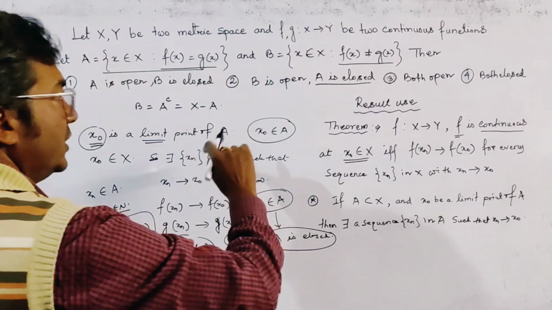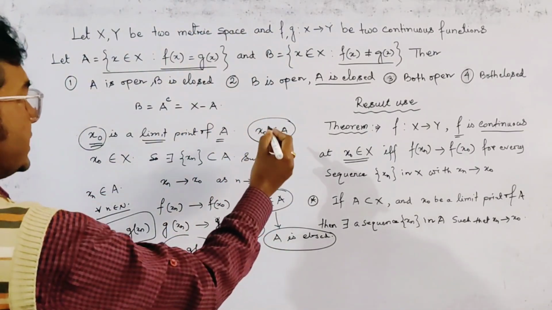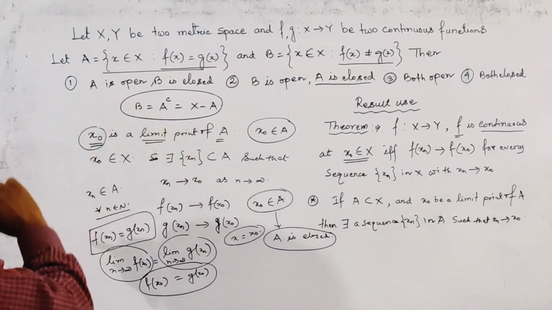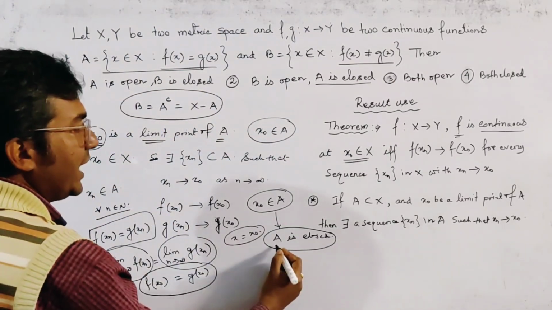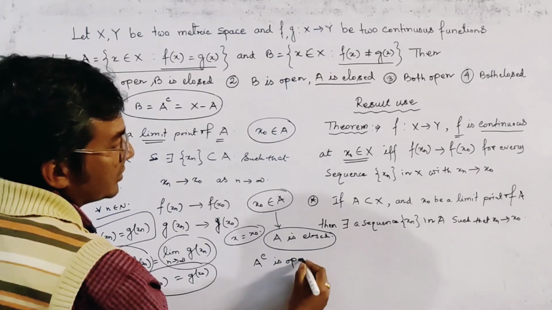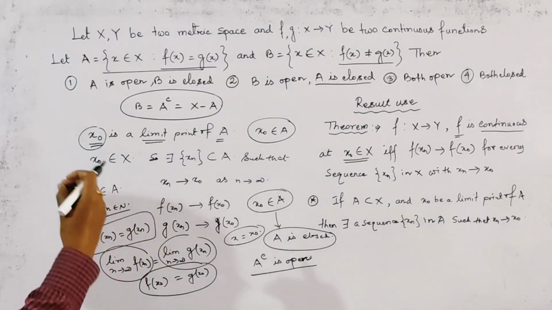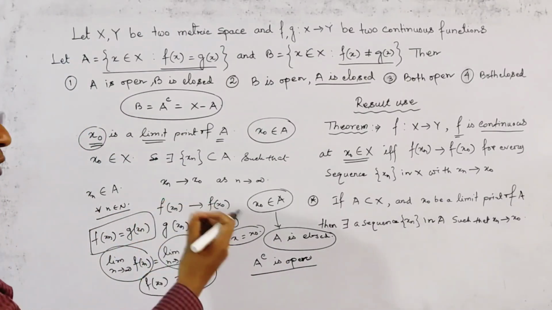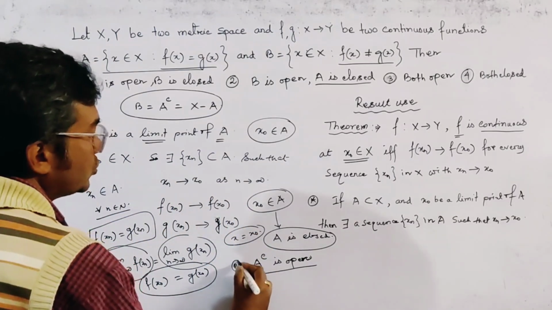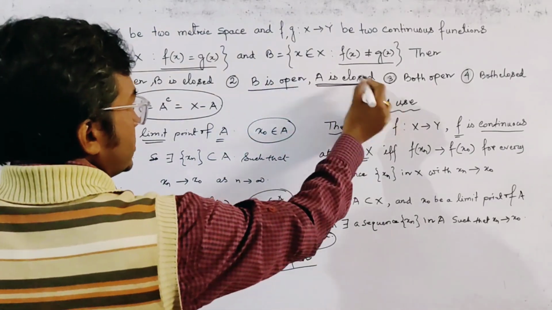Now we look at B. Since it is already said that B is the complement of A, and we know that A is closed, then the complement of A is open. This is a very simple theorem: the complement of any closed set is open. So B is open. So our option, B is open and A is closed, is correct.